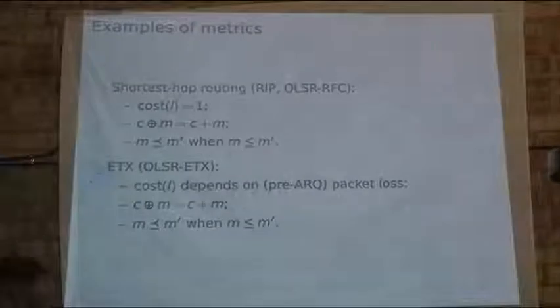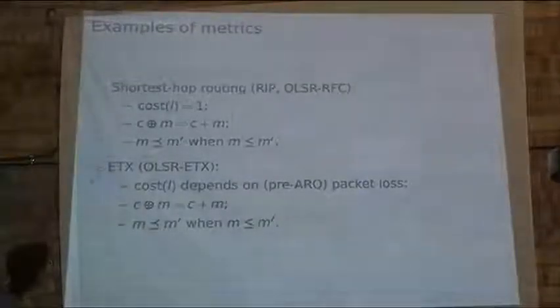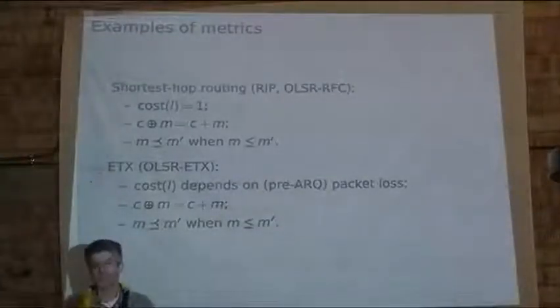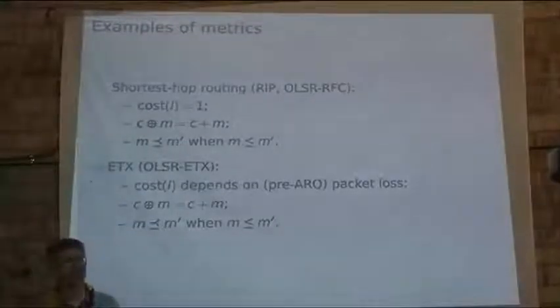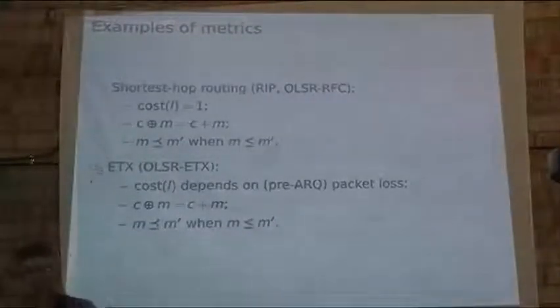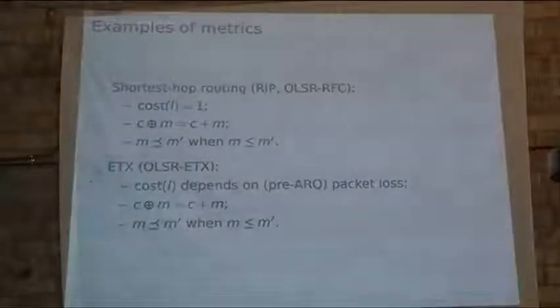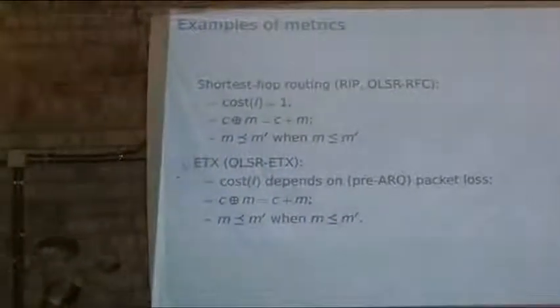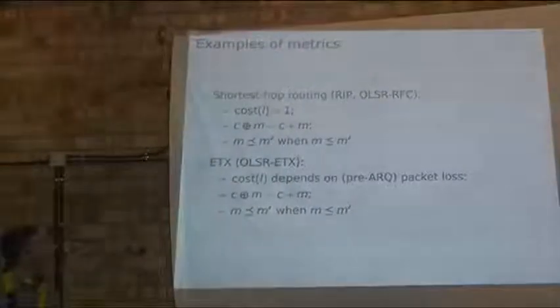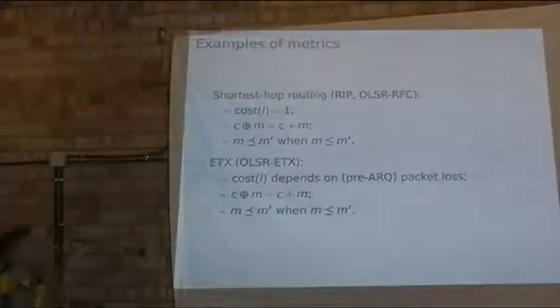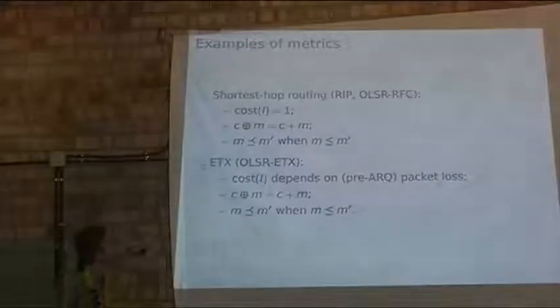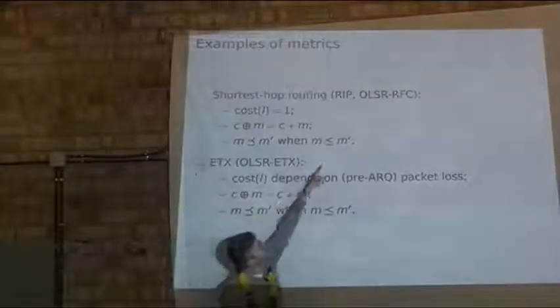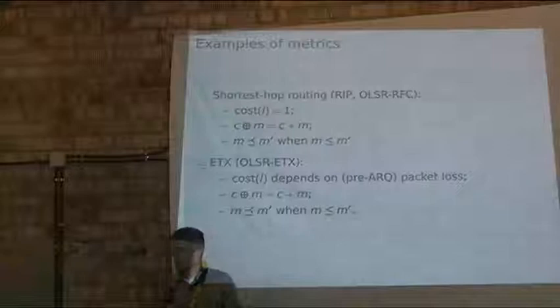Okay, a few examples of metrics. Shortest hop routing. Henning is here. So, shortest hop first routing. You want to minimize the number of links that you're going to follow. So you give to each link the same cost, some non-zero constant. Let's pick 1. Addition is just addition. It's plus. And the ordering is just the ordering on the integers. You all know that.